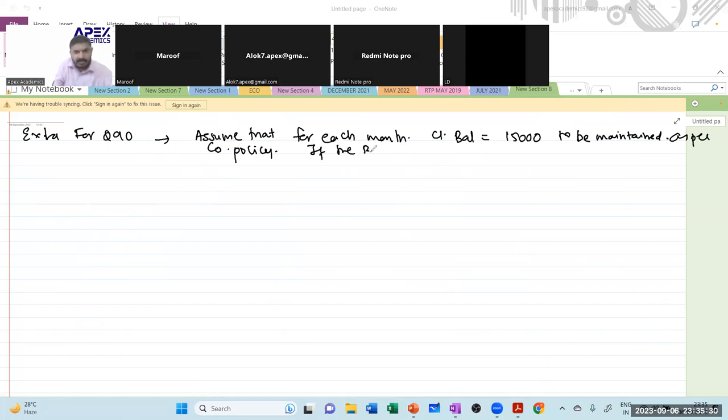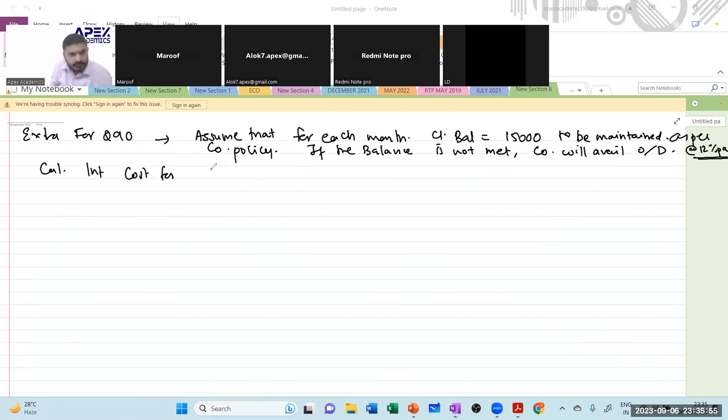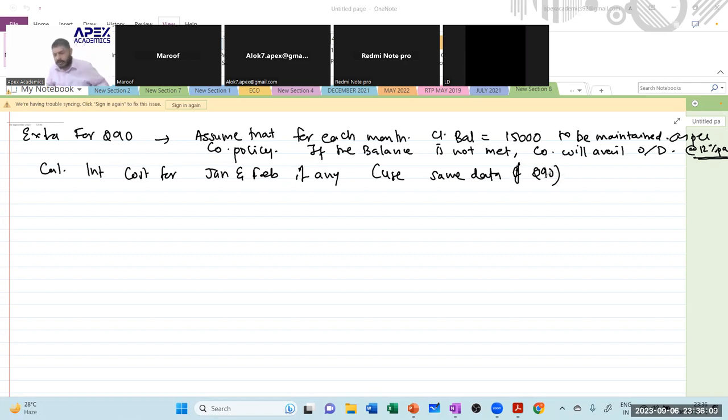If the balance is not met, company will avail OD at the rate of 12% per annum. Calculate interest cost for Jan and Feb, if any. Use same data of question 90.